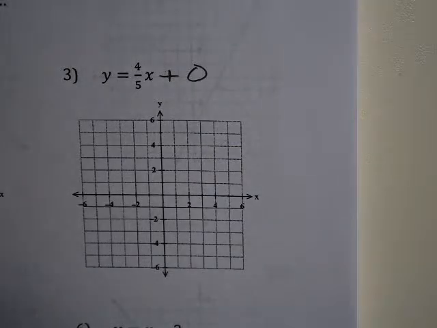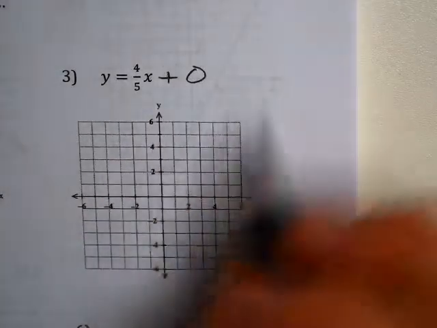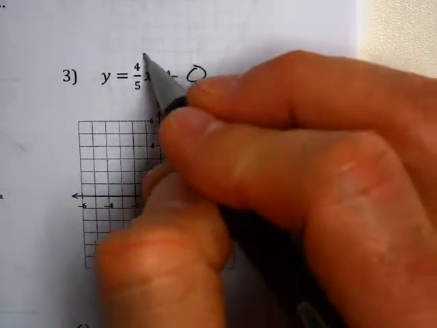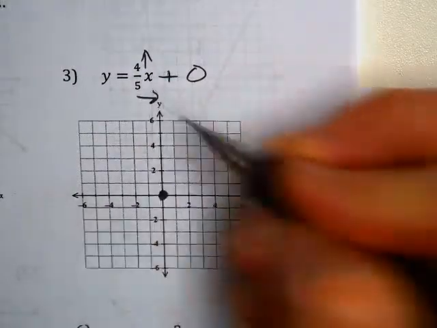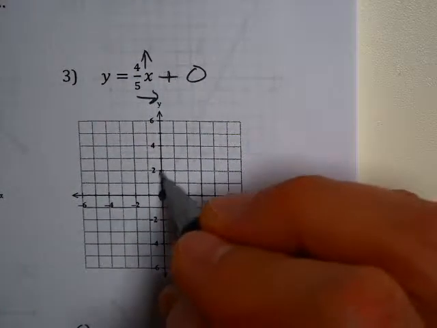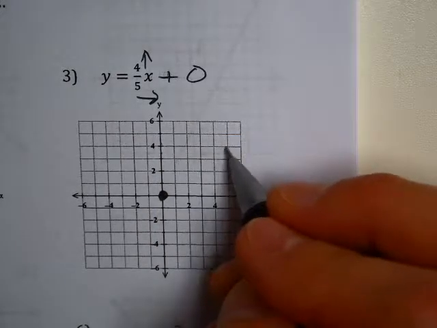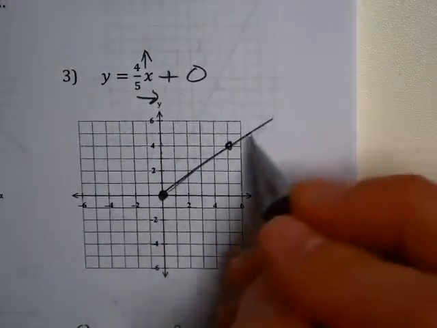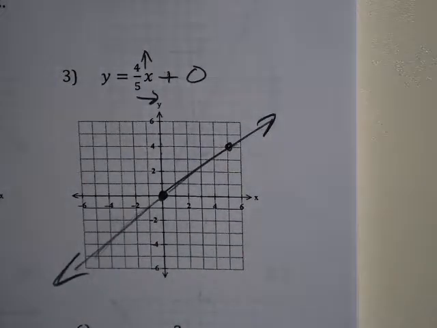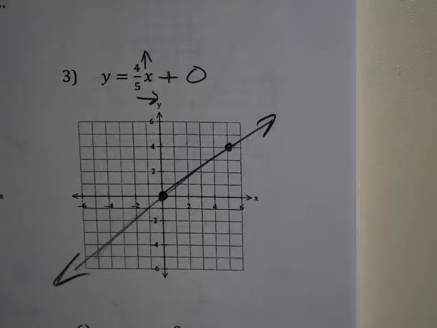So 0 is the y-intercept. It's not written, so we'll go to 0. And then my slope is 5 over 4. They're both positive, up and over. So up 4 over 5. Up 4 over 5. I really only need 2 points. You can work it backwards if you want. Something like that works. Let's go down to 6.